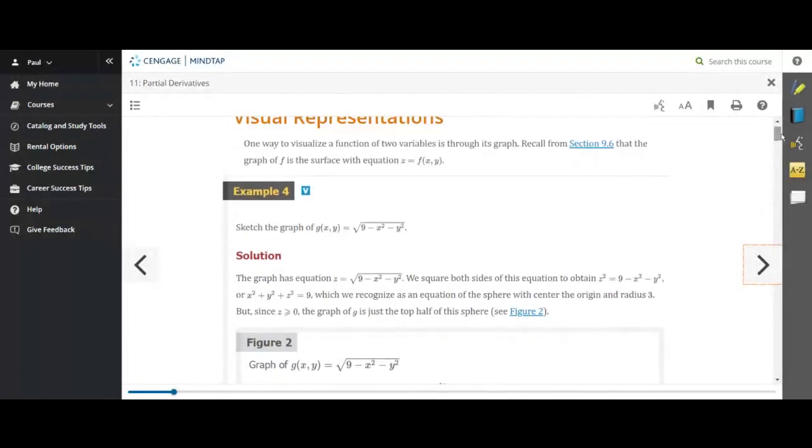So many times we want a visual representation of a function. Here they say sketch the graph of that function in example 3, g of xy equals the square root of 9 minus x squared minus y squared. In the solution, first you set z equal to the square root of 9 minus x squared minus y squared. And I'll highlight this here.